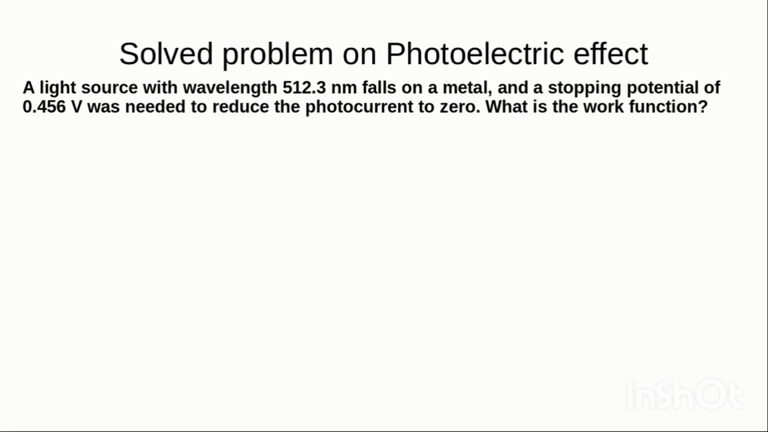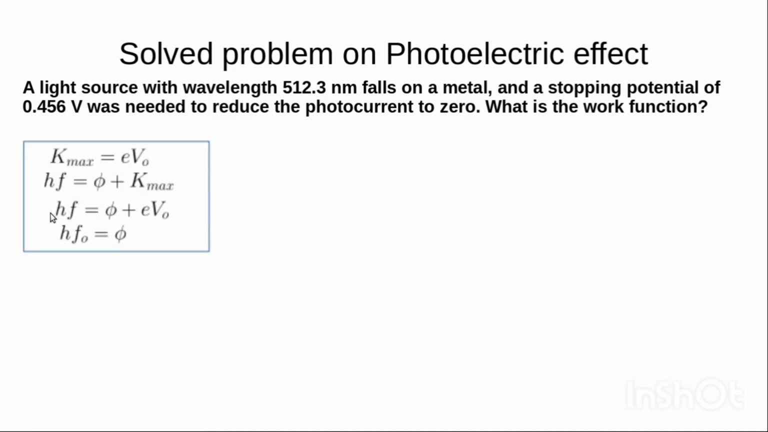To solve this problem, first of all, we produce the formulas needed to solve problems under this topic. The four formulas that we are used to give us this. So we go back to the question and find out what parameters are given. We have the stopping potential, and we are asked to calculate the work function.